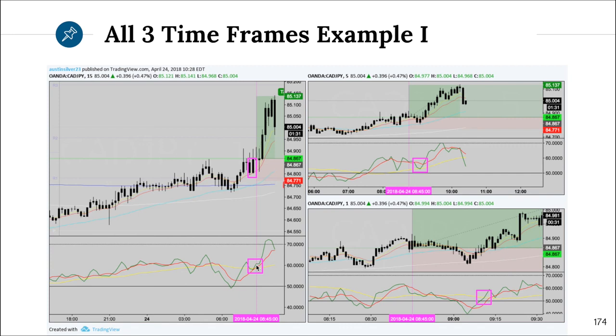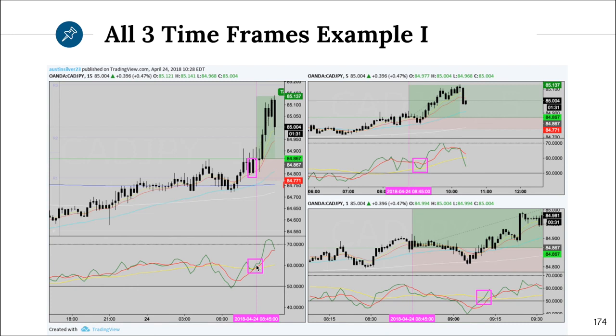The 15-minute is your entry window. The 5-minute and the 1-minute are your sniper bullets. You've got to open the window before you can shoot or jump through. Whatever analogy you want to use, I don't care. Understand that the 15-minute is your window. The 5-minute and the 1-minute are the precise entries that you need to identify.